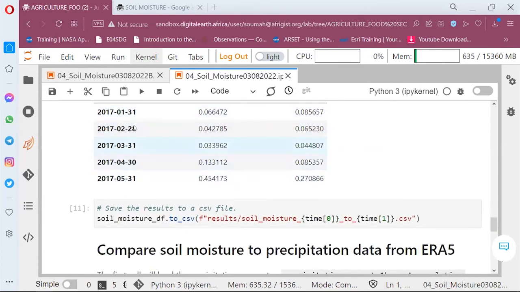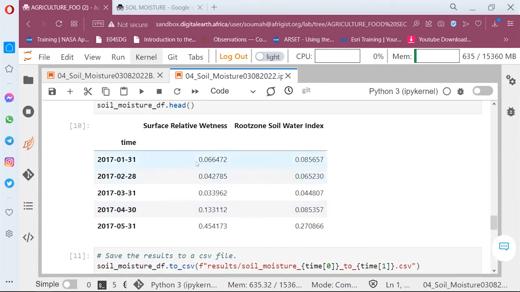You notice that on 31st January 2017, the surface wetness was equal to 0.06, and the root zone soil water was equal to 0.08. That means the root zone was wetter than the surface. On 31st of May 2017, it was 0.45 on the surface and 0.27 in the root zone. That indicates the infiltration and percolation of the water inside the soil through the pores and the capillarity of the soil.